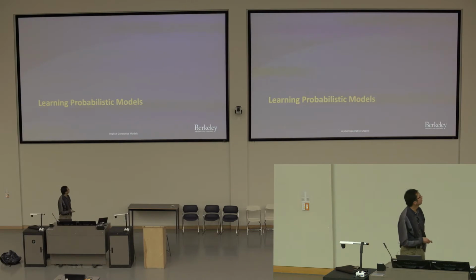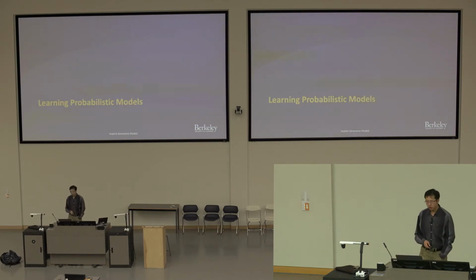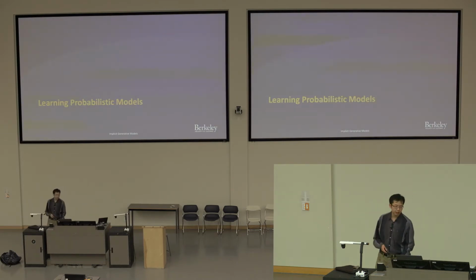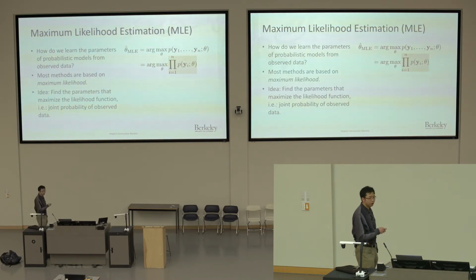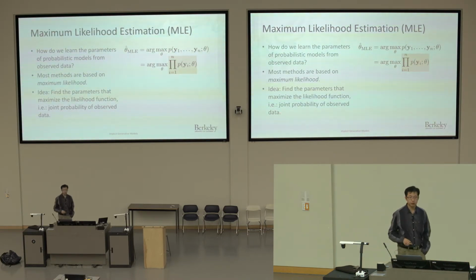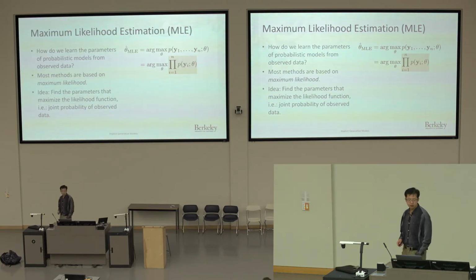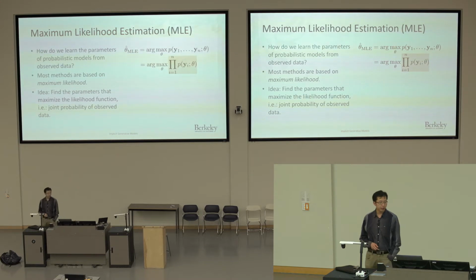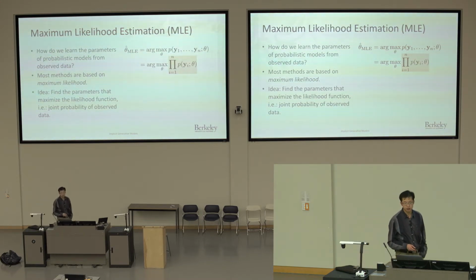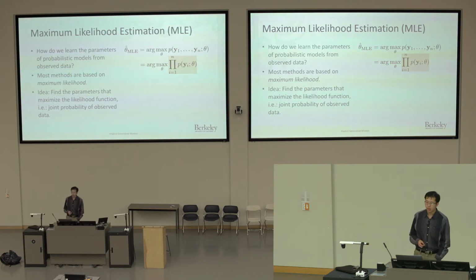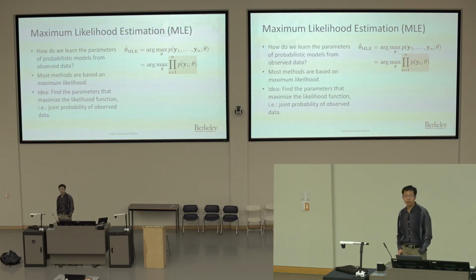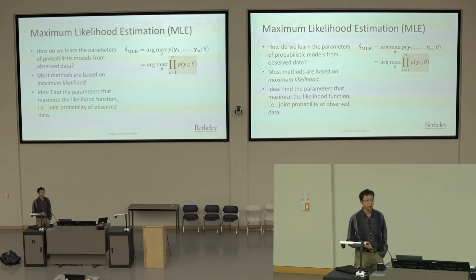Okay, good. All right, so now let's take a look at how we actually learn such probabilistic models. One of the most classic approaches, and also the basis for many more advanced methods, is the maximum likelihood estimation method. The idea is that we want to find the parameters that maximize the likelihood function, which is just the probability of the observed data as a function of your parameters.